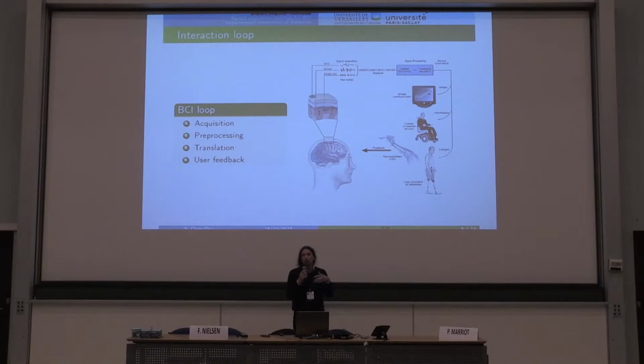The main interaction loop used in cerebral interfaces is the following. We are recording and making some acquisition, and the brain signals are then pre-processed and translated into commands, states, or different kinds of orders, which could be used to display, adapt the environment of a user, and also to give him feedback on what the machine perceives.